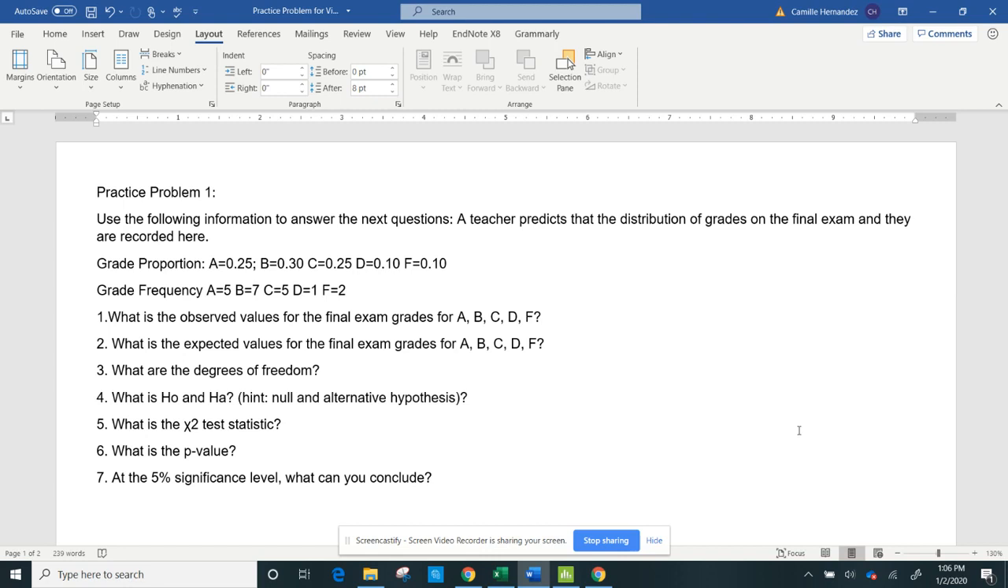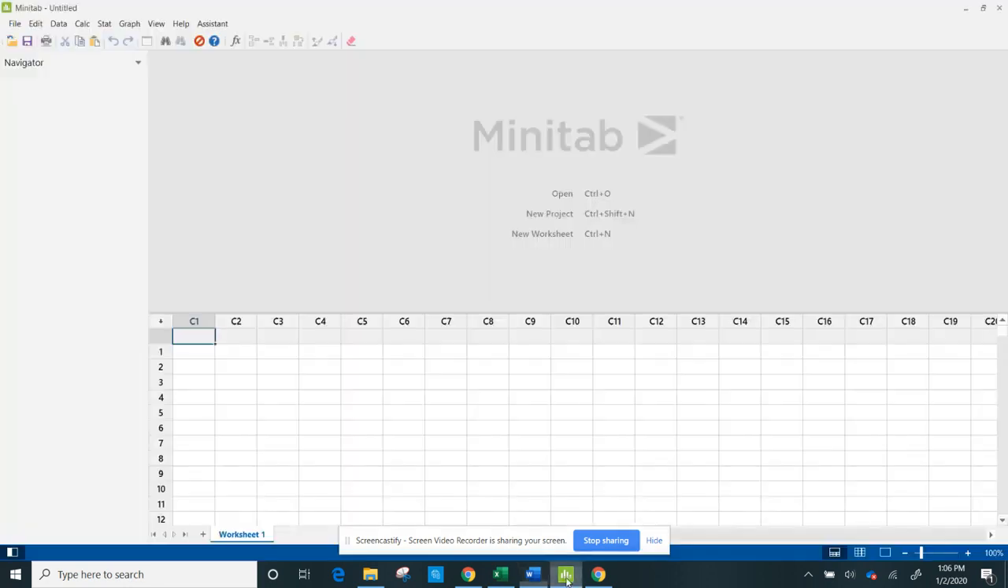When I'm looking at those proportions, they're different. They're not the same. So that means I'm going to have to treat it differently in Minitab than if they were the same. So let's go to Minitab and let's do this.